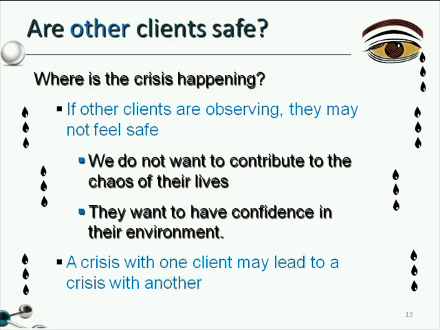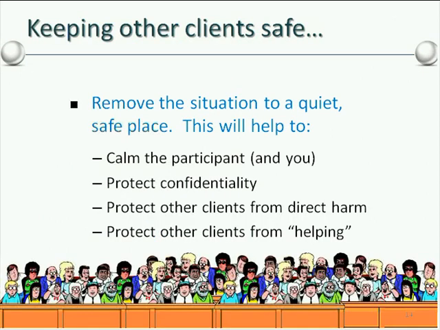Likewise, one client having a crisis is likely to lead to another client having a crisis. Many of the people that we work with in our research trials come from fairly unstable situations, and so simply noting that someone is escalating out of control may stimulate a similar response in another participant. And so by removing the situation and making sure that it's not visible, we may prevent multiple escalations at the same time. So we want to remove the participant who's having the crisis to a quiet, safe place, away from the peanut gallery, as it were.